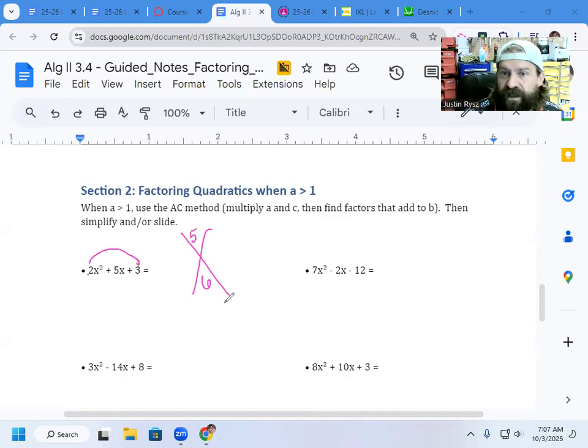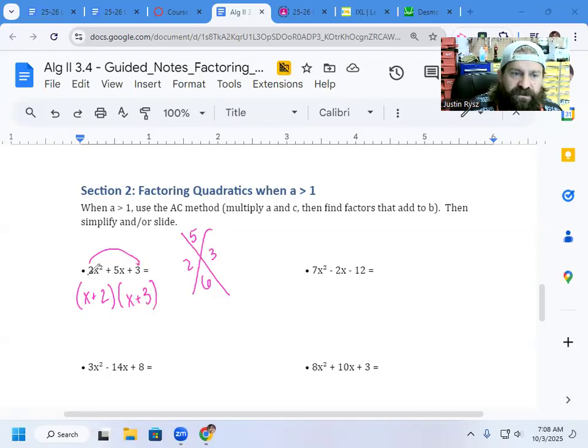Now these problems are going to have an extra step. Because we have an extra number, we're going to have an extra step at the beginning, which is right here. We multiply to get our multiply number, and then we're going to do a next step at the end. So we are going to multiply to get 6, add together to get 5. That's 2 and 3. So we're going to put an x plus 2 and an x plus 3.